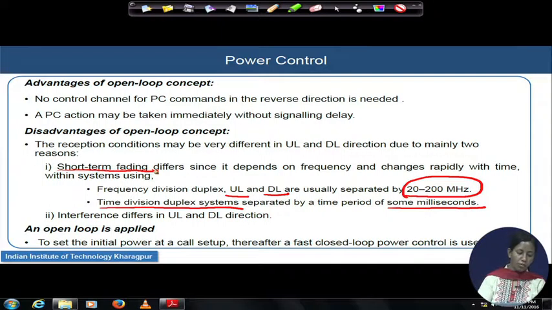We apply it for the initial power at call setup, and after that we switch to the closed loop power control. Remember, not only the short term fading, even the interference profile differs for the two different channels, and the interference profile will keep on changing if you observe it over time.